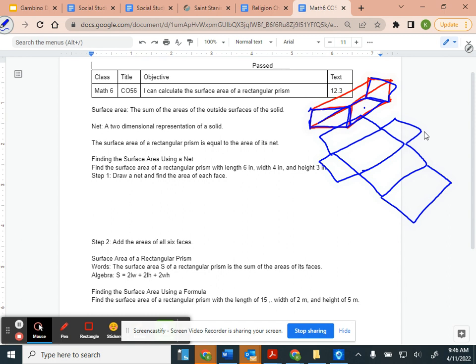So we're going to be getting measurements for the different lengths. And we're going to find the area of each of these shapes to find our surface area. So the surface area means you find each individual shape's area and then you add them all together.